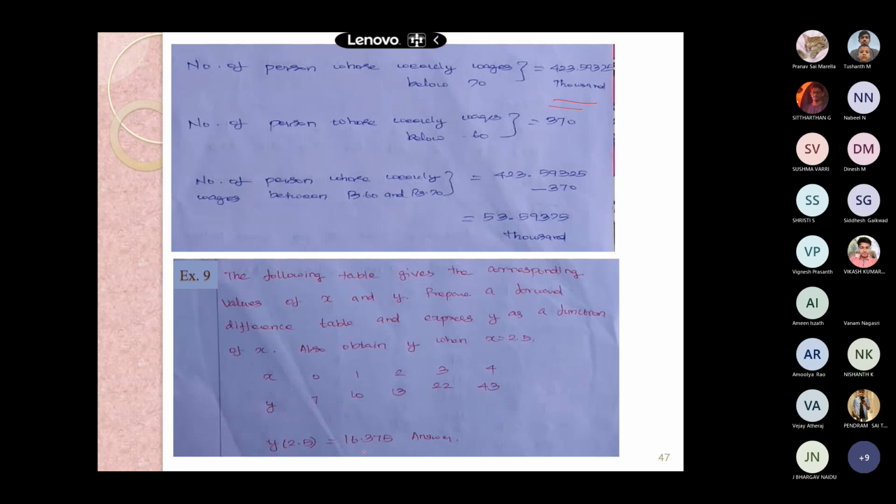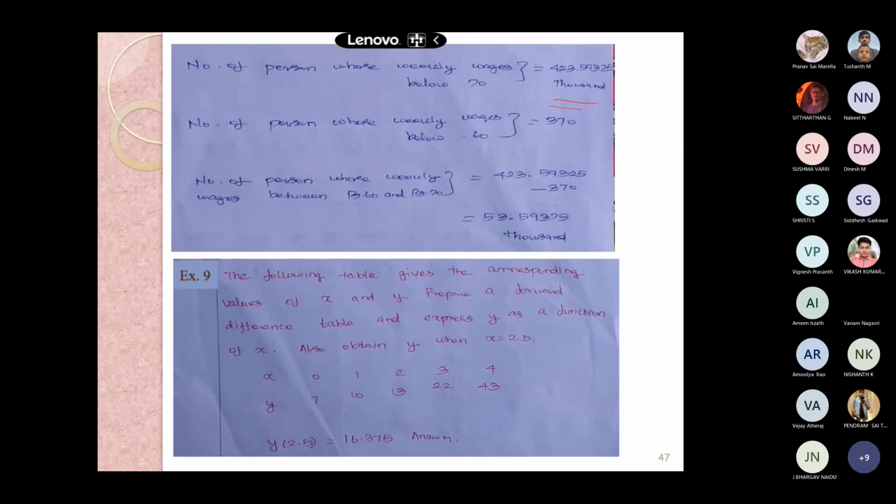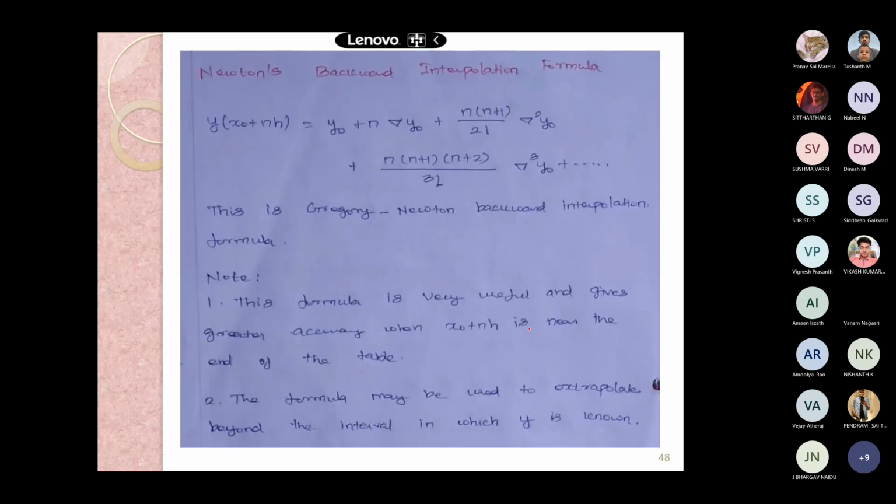The answer is 16.375. You cross check the results and let me know whether it is right or wrong. Okay. I'll post this question in the group.